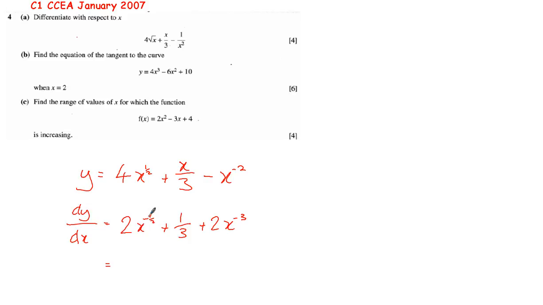X to the power of minus a half means 1 over x to the power of a half. So that's over x to the power of a half, and I know that x to the power of a half is root x. Now that would be x to the minus a half would be 1 over root x, but we've got 2 of them, so it's simply 2 over root x. Plus 1/3. Again, x to the minus 3 is 1 over x cubed. We've got 2x to the minus 3, so it's 2 over x cubed.